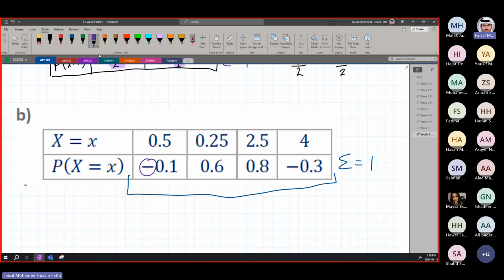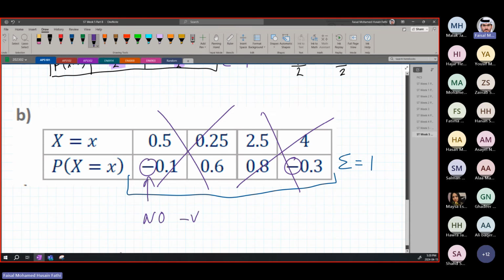There is no chance of something happening in the negative. It either happens or it doesn't. We cannot say it is happening in reverse. That doesn't exist in probability. So instantly when you see a negative, just know that this is incorrect because of the negative value. All right, so there's no negative probability, and this is wrong because of that.